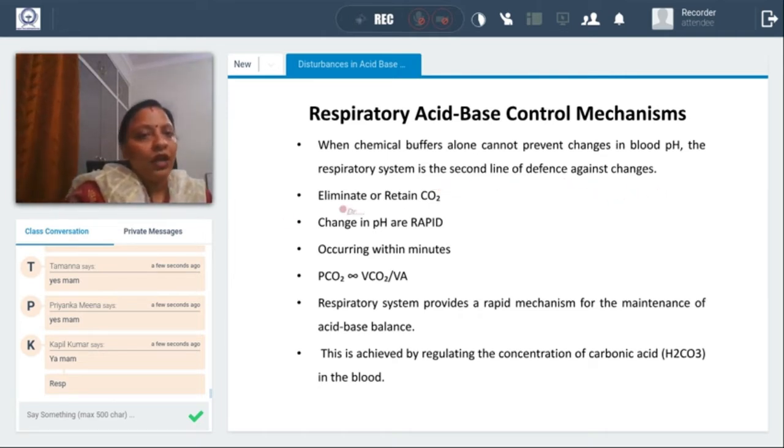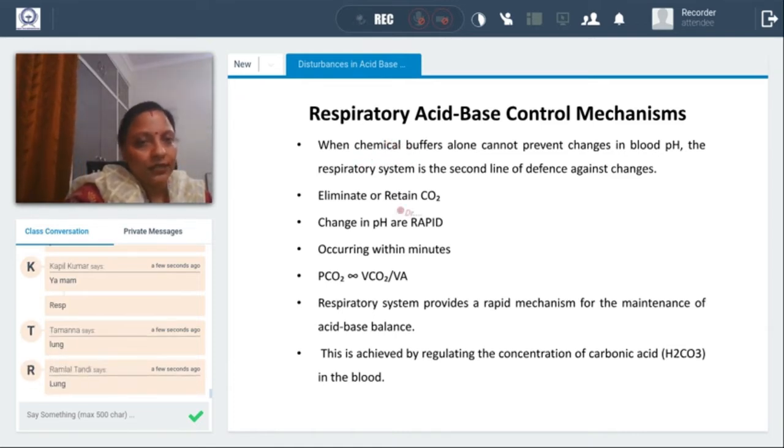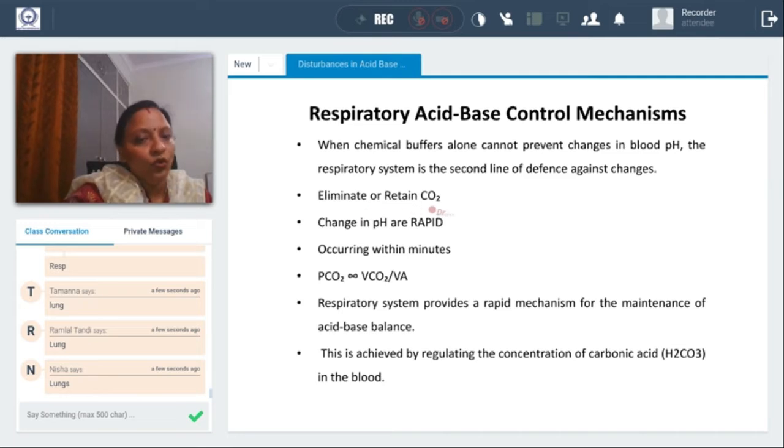How? By eliminating or retaining CO2. You all know, in the lungs. What is the major organ of this respiratory system? Yes, lungs. So eliminate or retain CO2, changes in pH are rapid. It is very important. Occurring within a minute, the respiratory system provides a rapid mechanism for maintenance of acid-base balance, and this is achieved by regulation of concentration of carbonic acid in the blood.